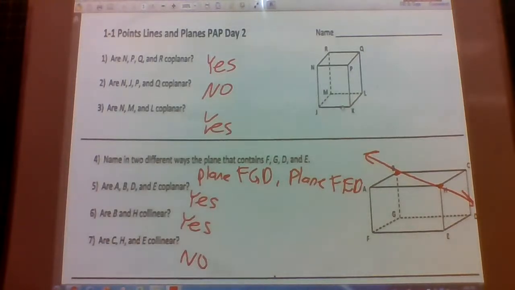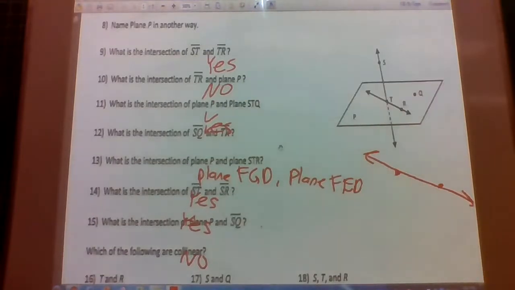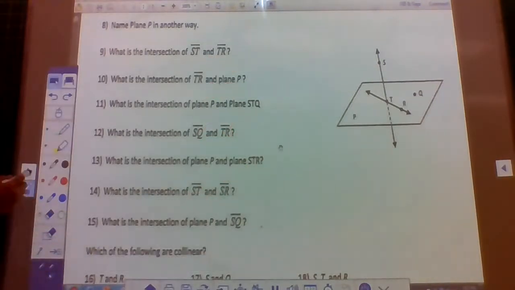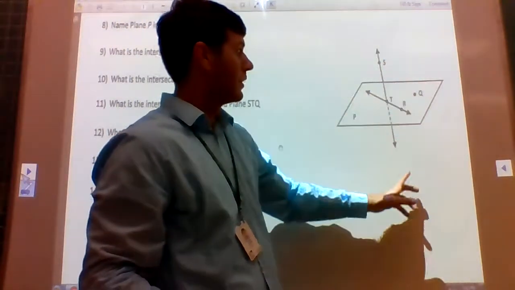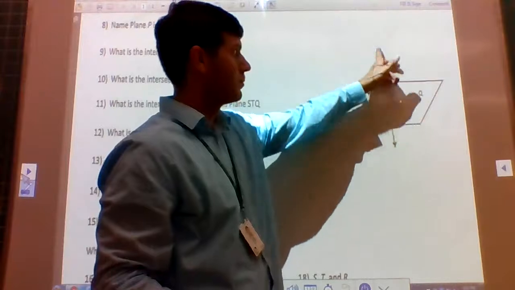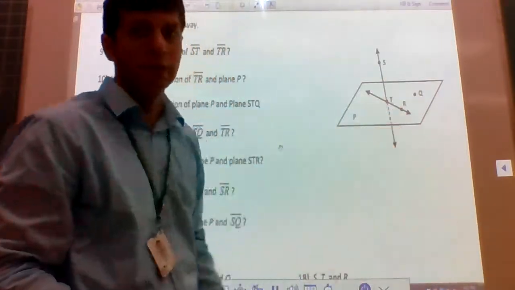So let's see how much of this we can get in here. Oh, it's frozen. All right. So here's our third diagram. It's got plane P. Plane P has line TR on it. It also has the point Q on it. And then we have a line ST that's coming up through the plane and intersecting at point T.